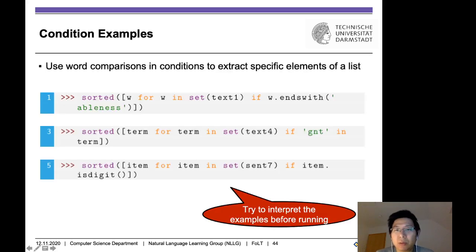Now let's look into the examples that use condition logics. For example, probably we're only interested in finding words that end with "ableness" in a given corpus, or maybe we're just interested in words that contain "gnt", or maybe we're just interested in finding digital numbers in a given corpus.